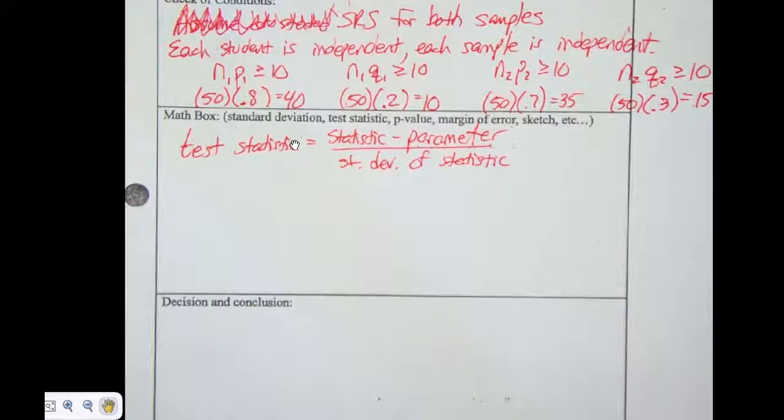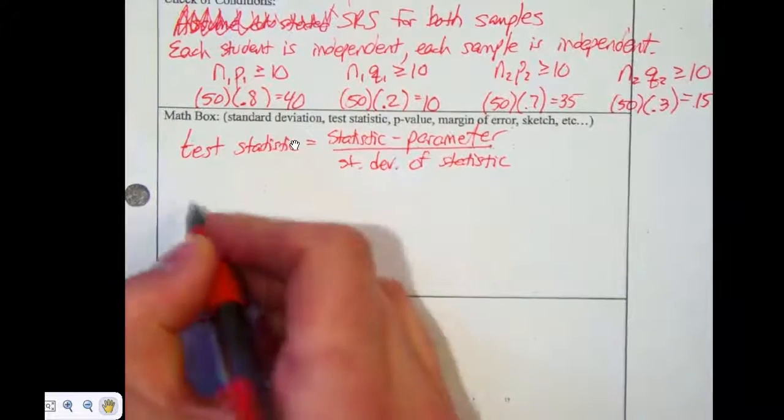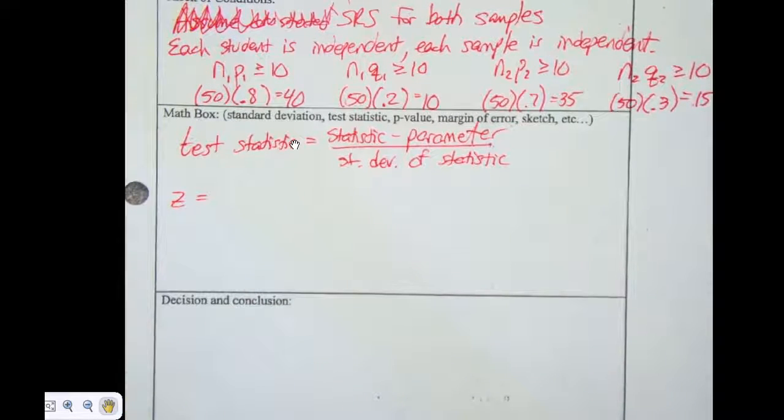Is our test statistic in this case T or Z? It is Z, because we're in proportions, we're doing a Z test.